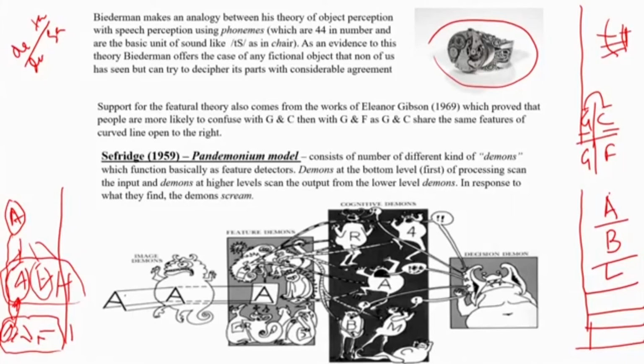When image A is presented, there is an image daemon which will first start shouting, because this is an image that is there, and then later there will be a feature daemon. The feature daemon, there are two lines, and these feature daemons will start shouting. Then the cognitive daemons will interpret what this is all about. Then there are word daemons, and then there is a decision daemon, which is the highest daemon, which says that this is an A and not an R, and so on and so forth.